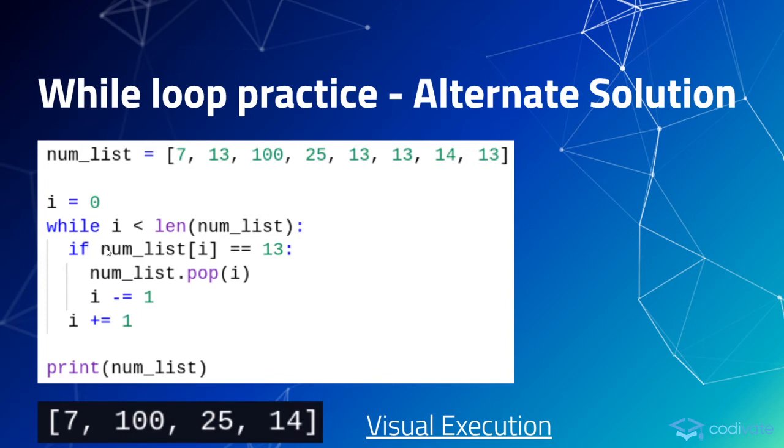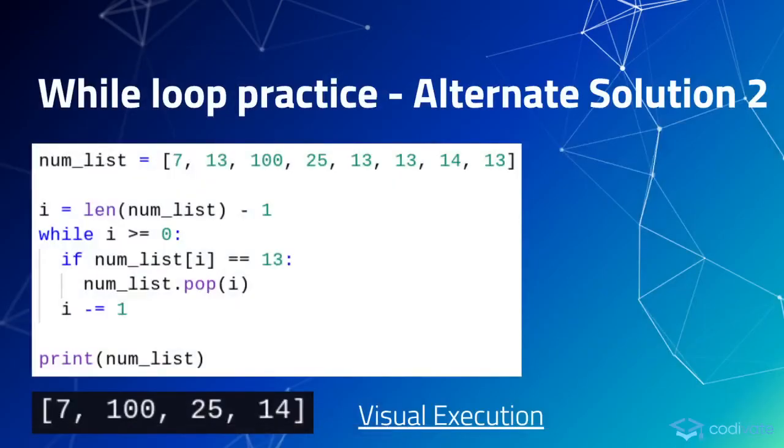Otherwise, if there's nothing, and also once we finish executing this, we have to increment our i by 1, so we go on to the next index. Since this is a loop, it will keep iterating until we get to the end of the list. And we have the same output as before, which is what we wanted, the entire list without any 13s. This is another way to do the problem.